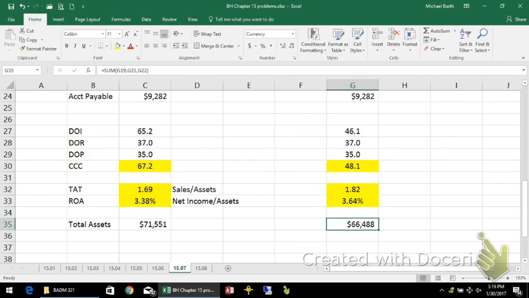That's because I don't have to hold as much inventory. Total assets go down to 66,488, which gives me a total asset turnover of 1.82 and an increase in my net income per dollar of assets. By the way, that's why we use spreadsheets as opposed to doing this with a pencil. If you're doing what-ifs with a pencil, you're going to be doing it all day long.